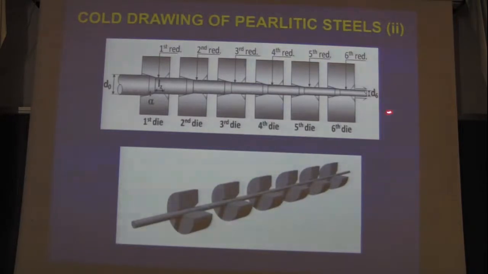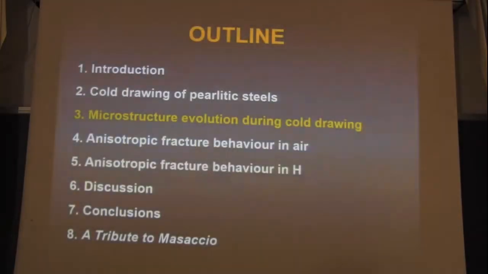This is a schematic of the cold drawing process, a 3D picture and 2-dimensional schematics with 1, 2, 3, 4, 5, 6 reductions. This is typical. Sometimes it's 7, sometimes 8, but this is typical with 6 drawing steps. What is the consequence with regard to microstructural evolution during cold drawing?